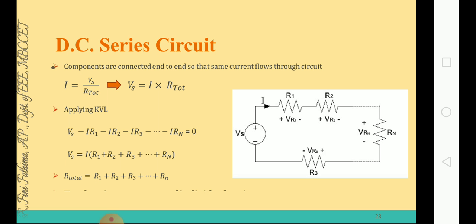Rearranging the equation, Vs is equal to I into R1 plus I into R2 plus I into R3, and so on, plus I into Rn. Here the current I is the same throughout, so I am taking I as common. Vs is equal to I into (R1 plus R2 plus R3 plus and so on up to Rn). This is of the same form as Vs equal to I into R total. From that we understand that R total is equal to R1 plus R2 plus R3 plus so on up to Rn. So in a series circuit, the total resistance R total is equal to the sum of all the resistances.